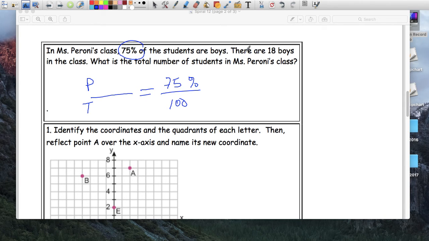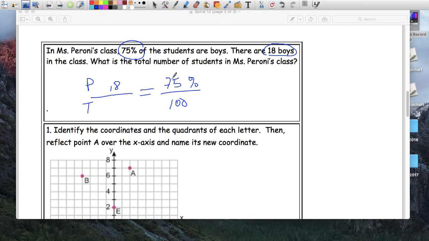75% equals what? 75% of the class are boys, and that number is 18. So these two are the same. These two are representing the same thing. One is representing a percent, and the other one, the 18, is representing the actual number. So we need to find out, 18 boys out of how many kids in that class? Of boys.